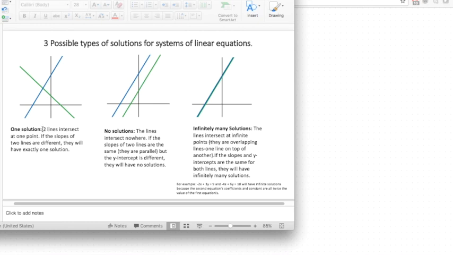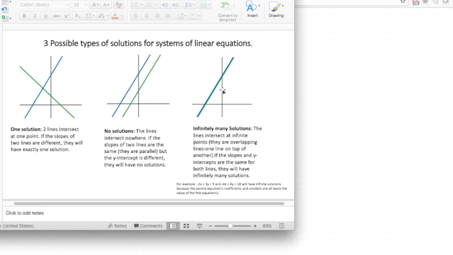We have one where the two lines intersect at one point. If the slopes of two lines are different, they will have exactly one solution. So you have these two lines, they have obviously different slopes, and they have one solution. So this, the point at which two lines intersect, that is your solution. Then we have the situation where we have two parallel lines, and by now you all should realize, well, these are not intersecting at all, so therefore they have no solution.